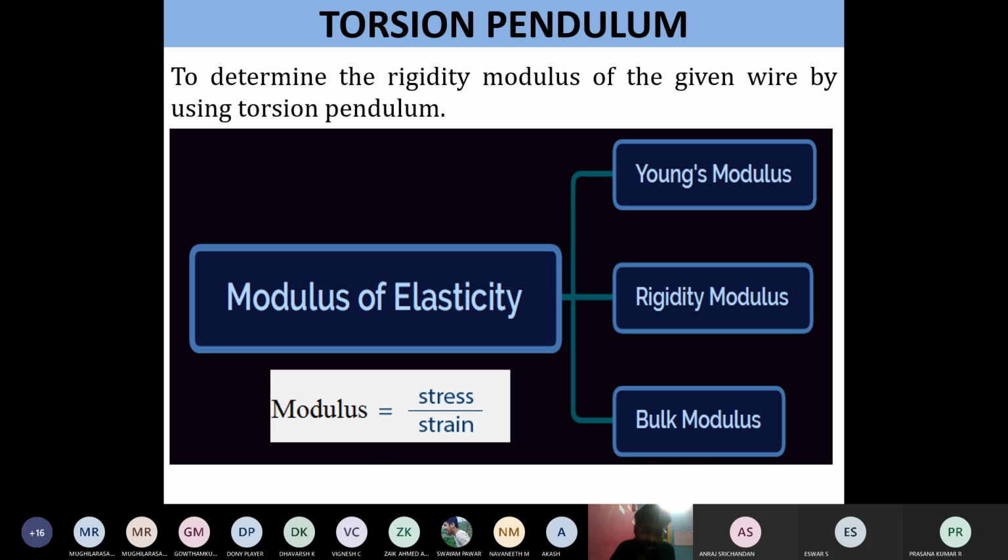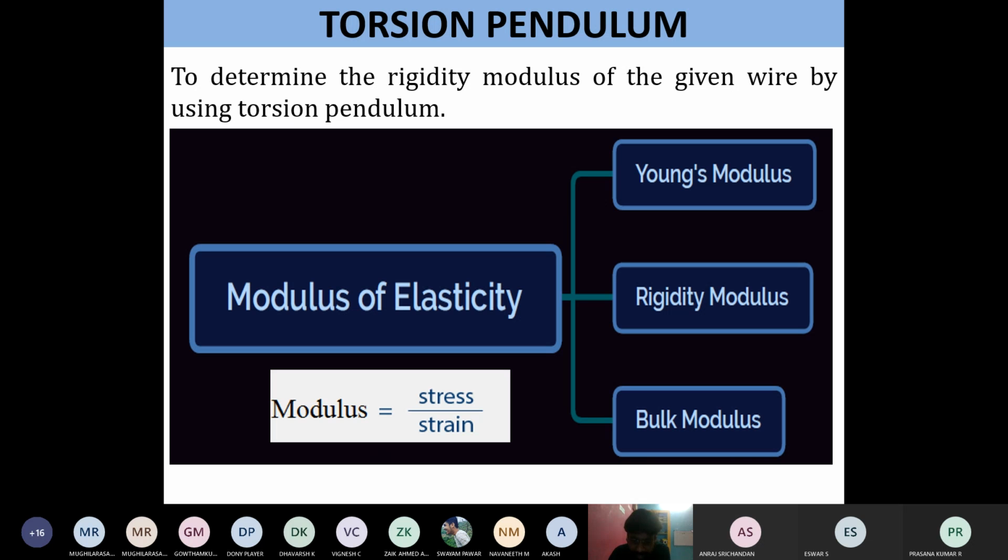Here, I have shown the modulus of elasticity is nothing but stress by strain. Generally, the modulus is defined as stress by strain. What is this, sir? Stress by strain. We all learned about Hooke's law. We all know about Hooke's law.